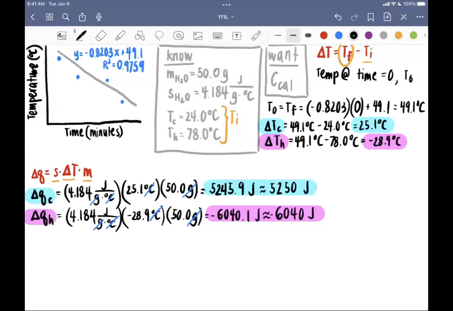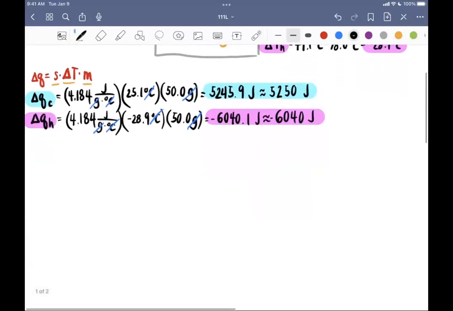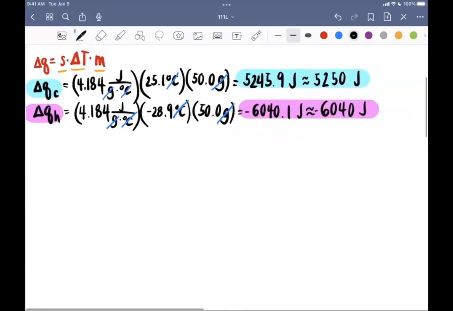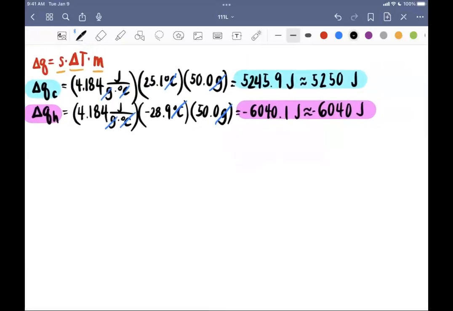Okay, now these are the heat changes associated with the hot and cold water individually. We also want to look at the heat change of the calorimeter because our goal is to look at the heat capacity of that calorimeter. So the heat change of the calorimeter is equal to the change of heat for the hot plus the change of heat for the cold water, and taking the absolute value of that term.